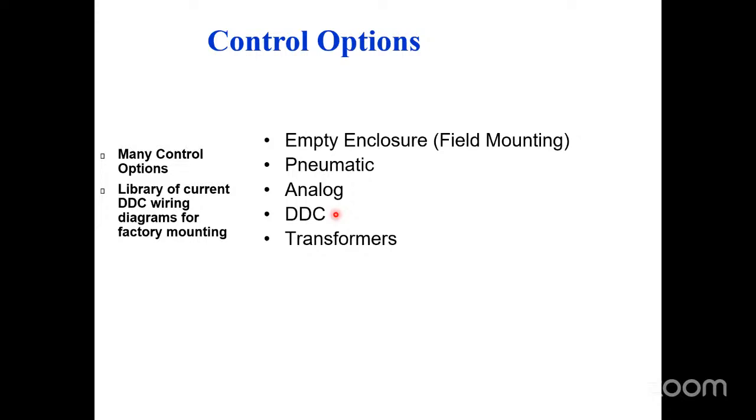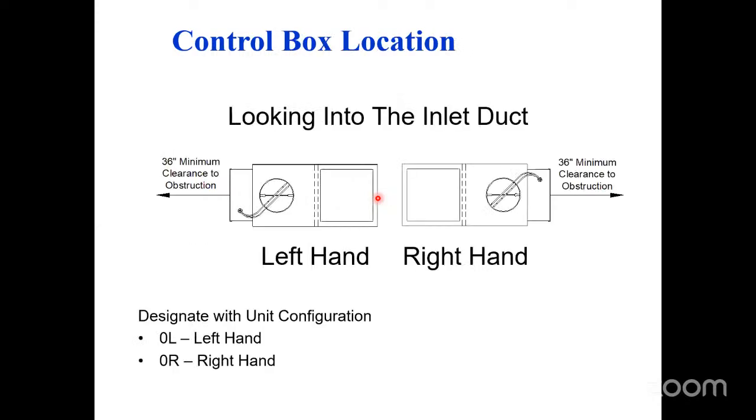You can do DDC controls, you can do analog controls, and you can do pneumatic controls. I would say at this point, 95% of what everyone would do would be DDC controls. The only reason you'd ever order pneumatic or analog is you're adding or replacing one VAV box on an existing system, and it needs to work with obviously the existing system. So you're buying it old school to make it work kind of thing.